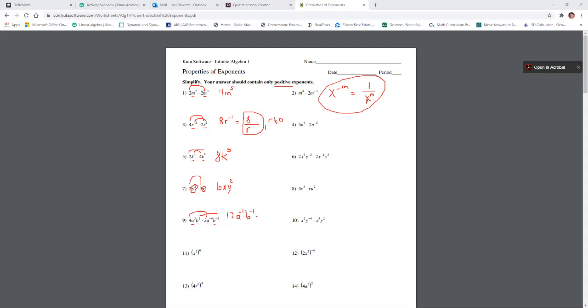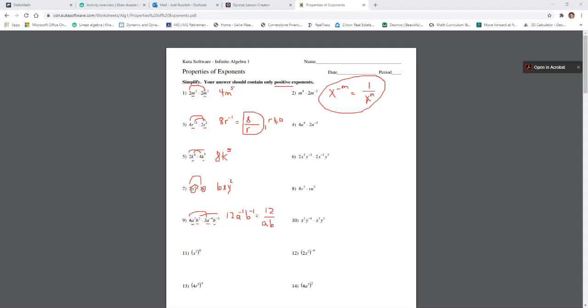Now 12 already has a power of 1. It's not written, but it's understood. So I'm going to leave the 12 alone. And I will just move the a to the power of -1 to the bottom, and that will make it a to the power of +1, which I don't have to write, it's understood. And then b to the power of -1 will also go to the denominator, and that leaves me b to the power of +1. And of course, neither a nor b can be 0.